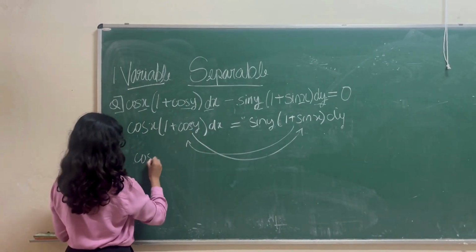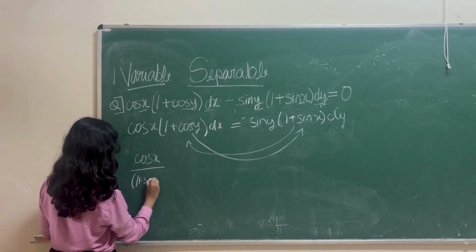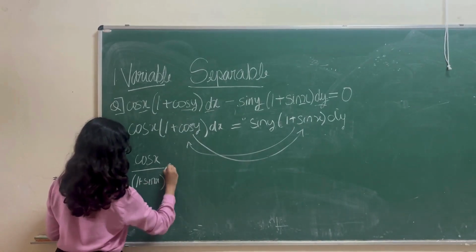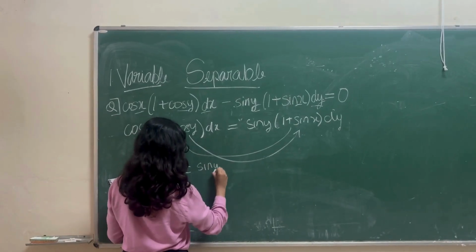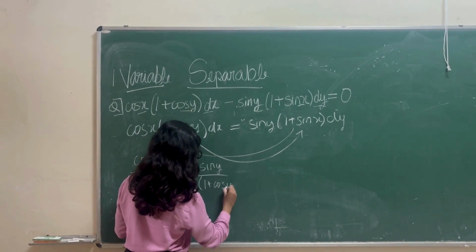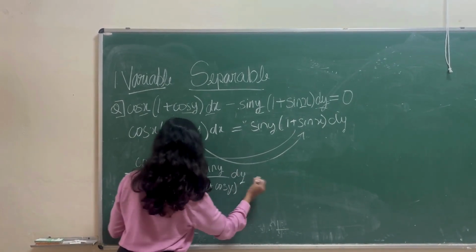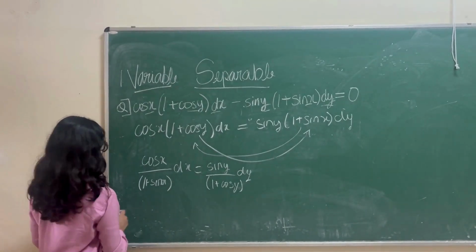So, cos x divided by 1 plus sin x dx is equal to sin y divided by 1 plus cos y dy. Our next step is to integrate both the sides of the equation.